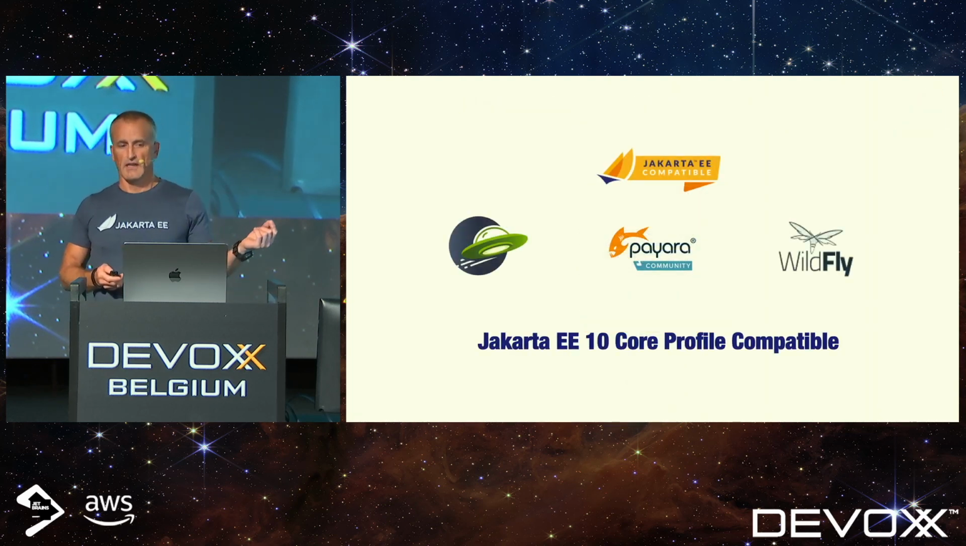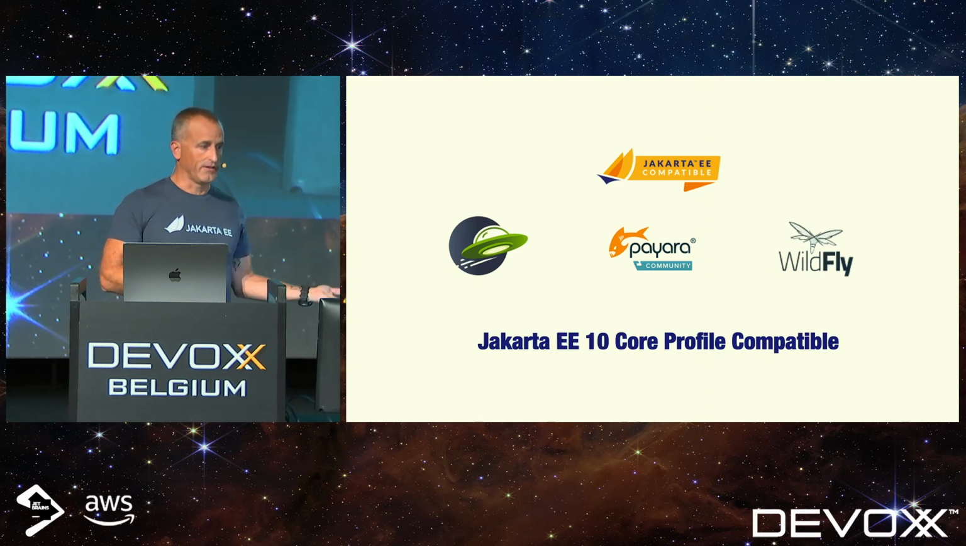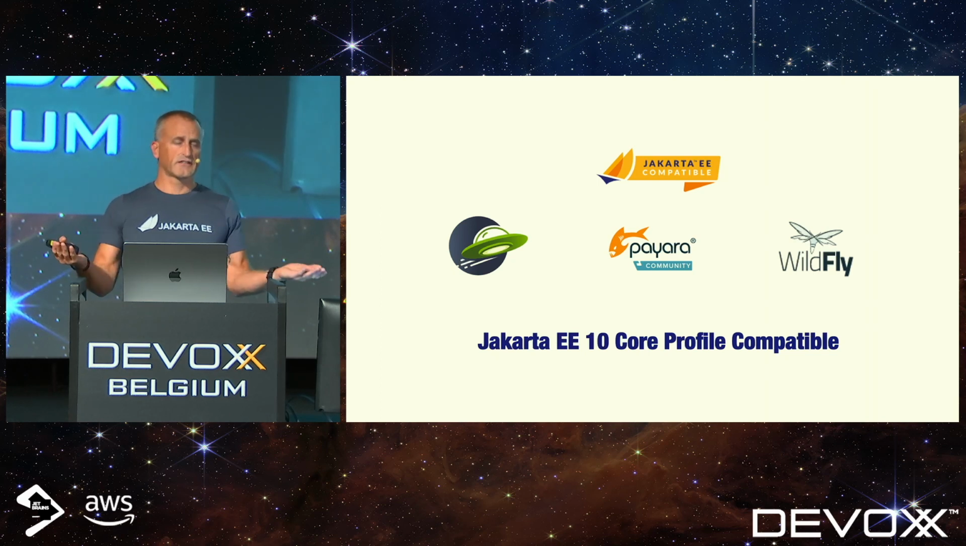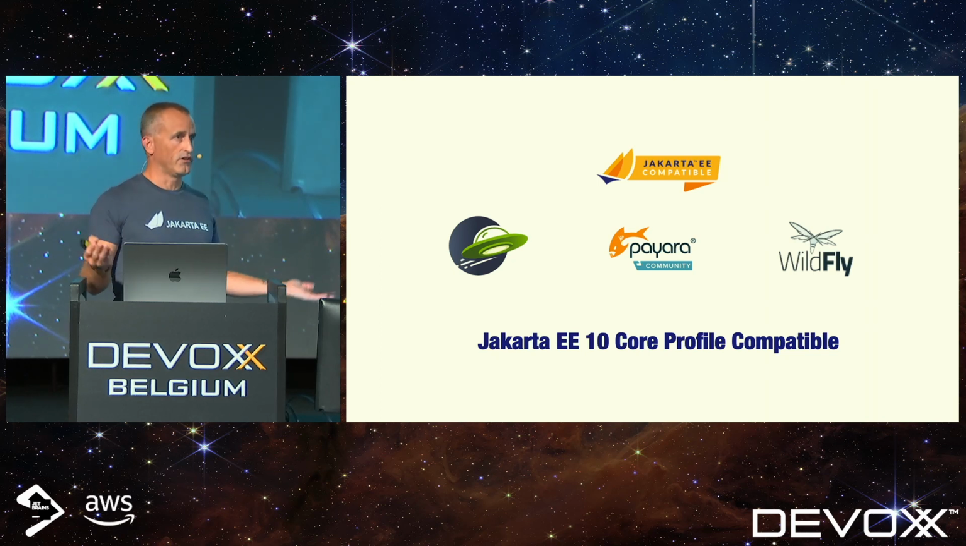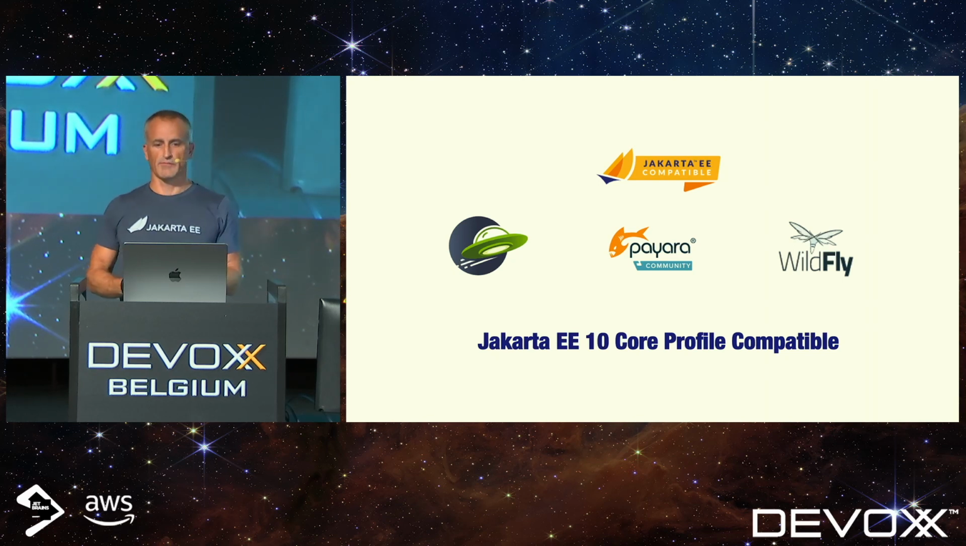And currently, we have 3 core profile compatible implementations. It's OpenLiberty, Payara, and Wildfly. And these are not traditionally what we would think of as smaller runtimes, but they are fairly modular, so when you only use the core profile definition there, they get fairly small.